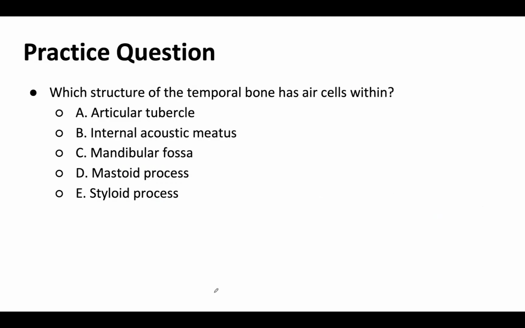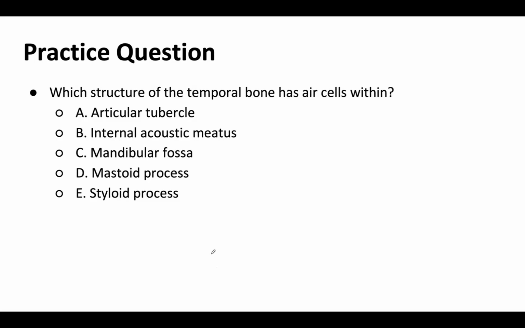This is one of the most complicated areas in the body, and you're going to have to spend more time reviewing here, and that's okay because it's one of the more important areas. We do need to spend a little more time here. So let's work through this question together. Which structure of the temporal bone has air cells within? You knew I would probably ask something about the temporal bone since it's so complex.